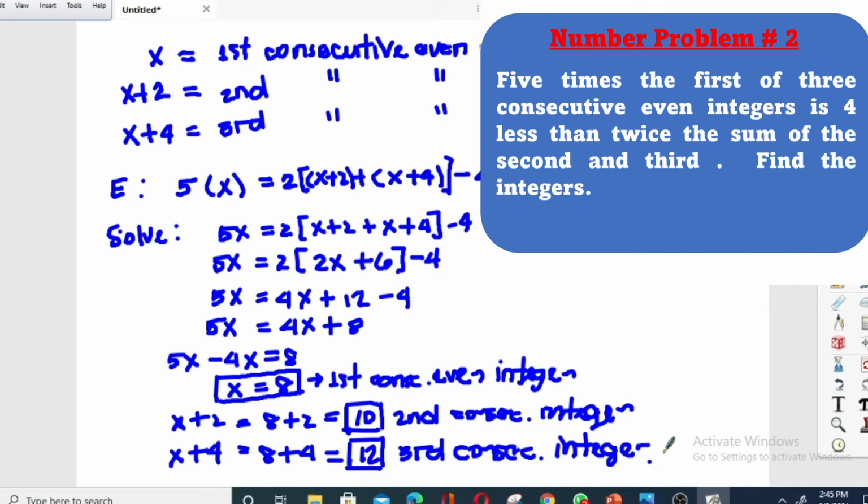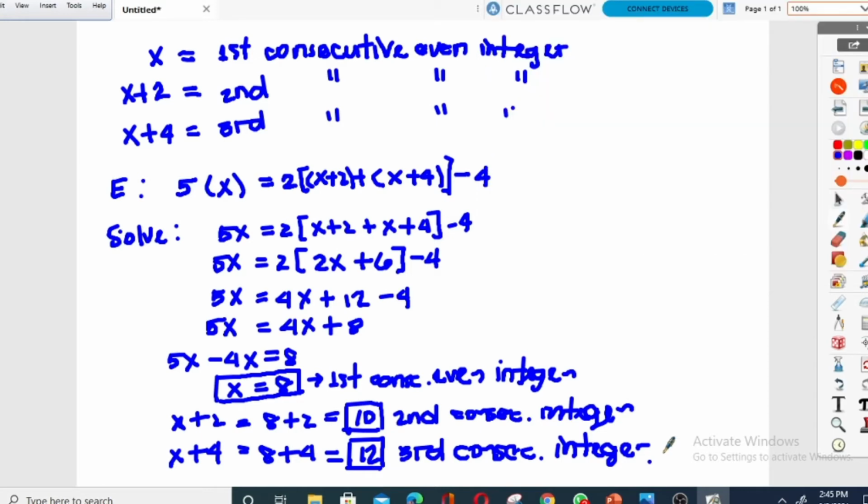Okay, so the answers are 8, 10, and 12. The first consecutive even integer is 8. The second consecutive integer is 10. And the third consecutive is 12. So 8, 10, 12 are the integers.